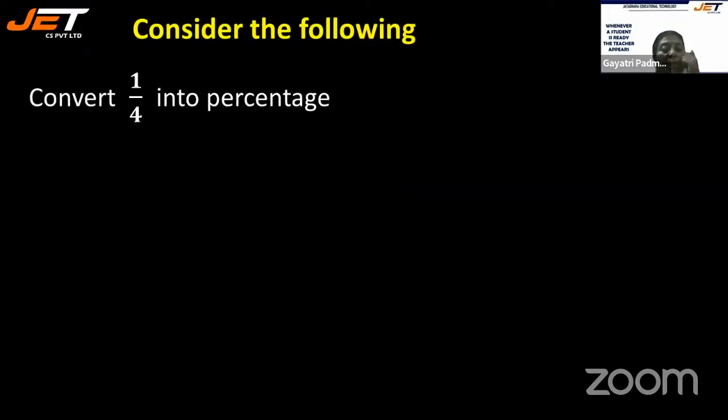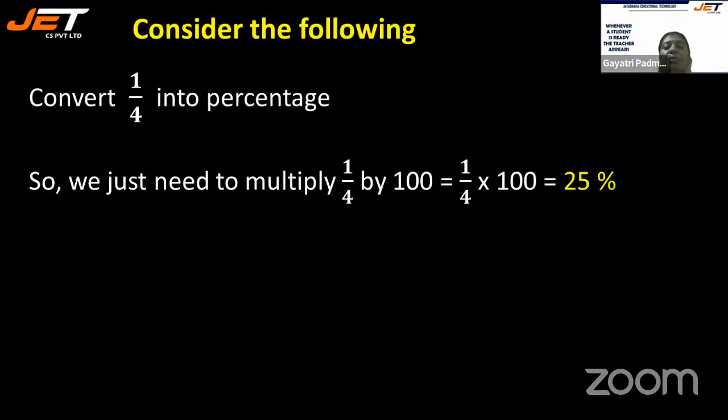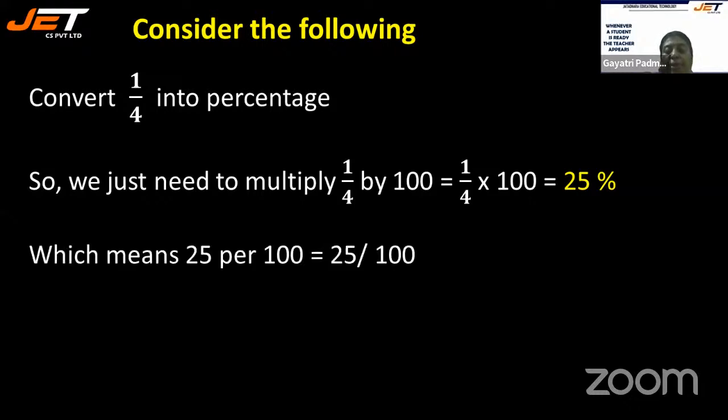Now consider the following. Convert 1 by 4 into percentage. When we convert it into percentage, we multiply by 100. So 1 by 4 into 100: 4 will go in 100 25 times. So it is 25%. We should never forget to put the percentage symbol, because now this 25 represents percentage. Which means 25 per 100, or 25 by 100.